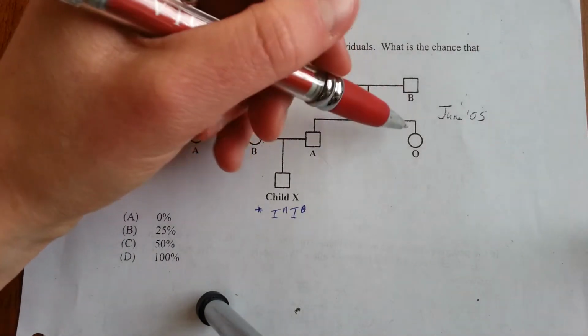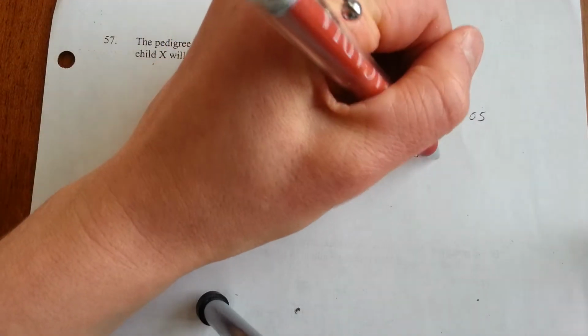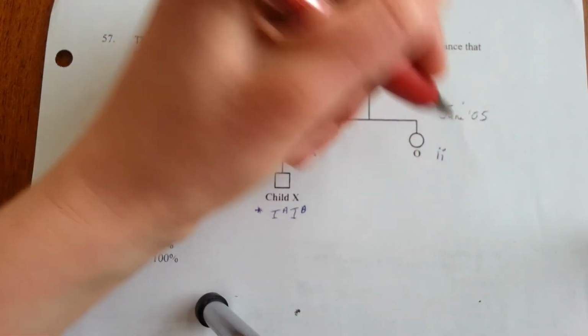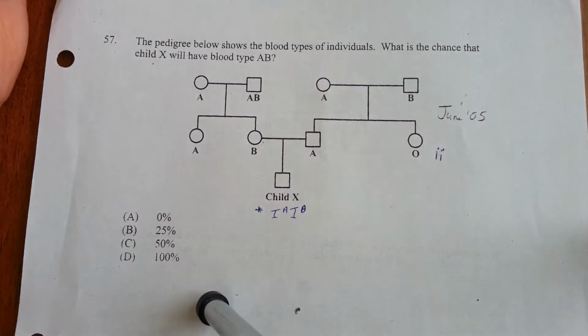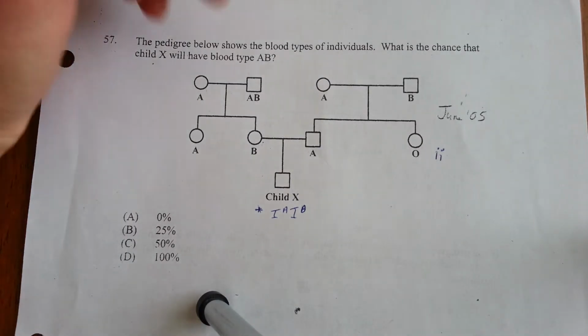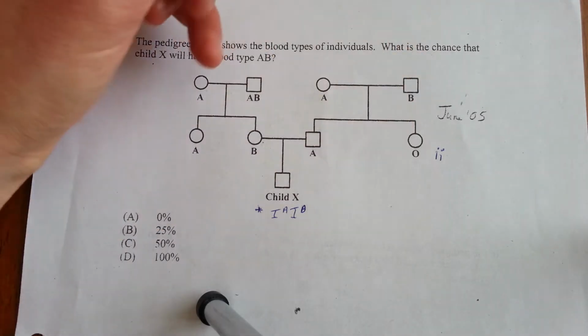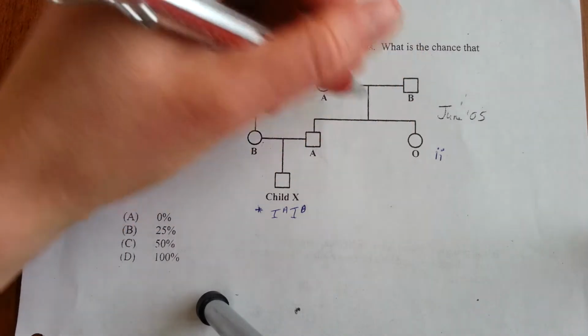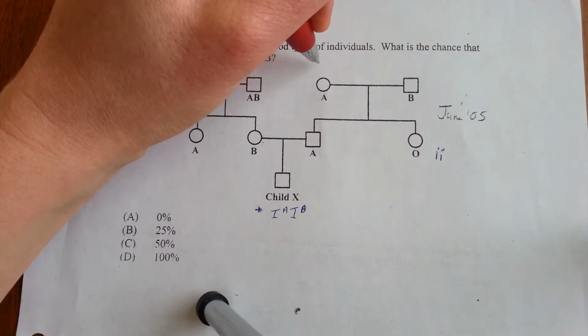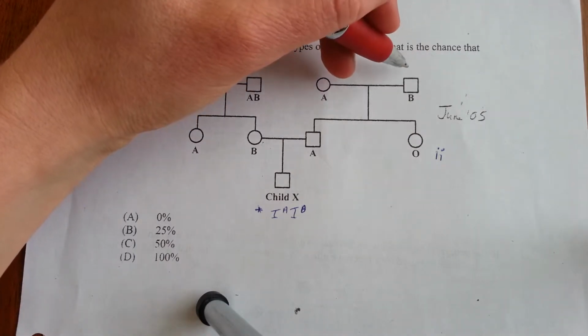And what I'm seeing here is this nice little O. And we know that blood type O always has a little i for its genotype. So if that's the case, we go back to the parents of this O child, and we know that in order to have an O child, one of the alleles must come from the mom, and one of the alleles must come from the dad.